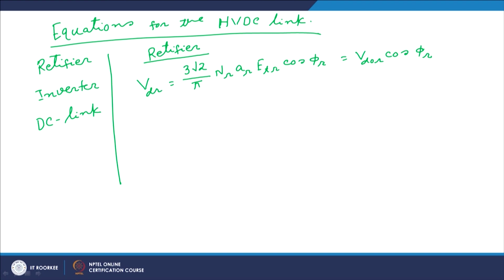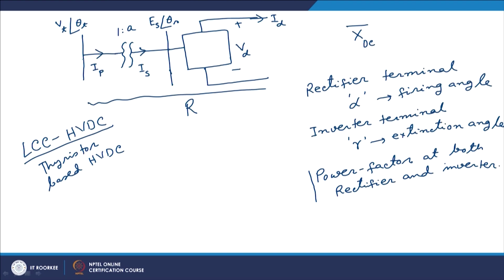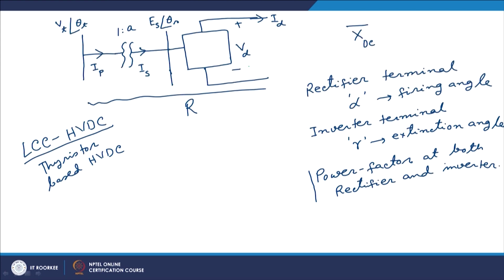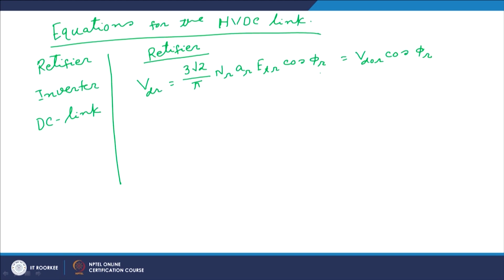ETR is nothing but the terminal voltage. For example, in this diagram we have denoted this terminal voltage as Vt, but in this equation ETR is nothing but the terminal voltage at the rectifier side. AR is the tap changing ratio at the rectifier side. For example, here this transformer has a tap changing ratio of 1:A, so corresponding to the rectifier, this is AR. Phi r is the power factor angle. NR is the number of converters at the rectifier side.